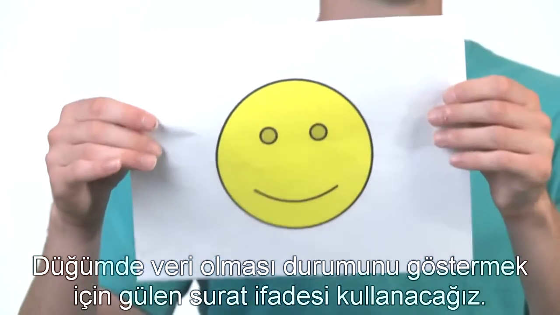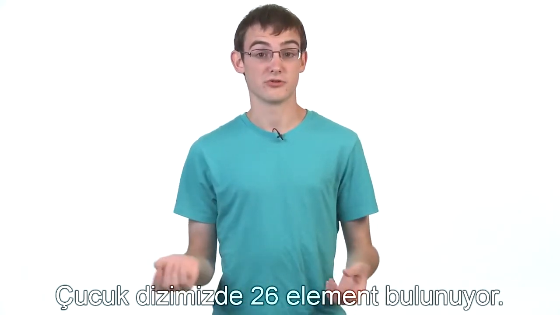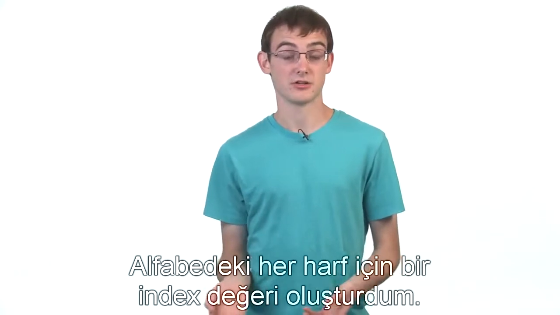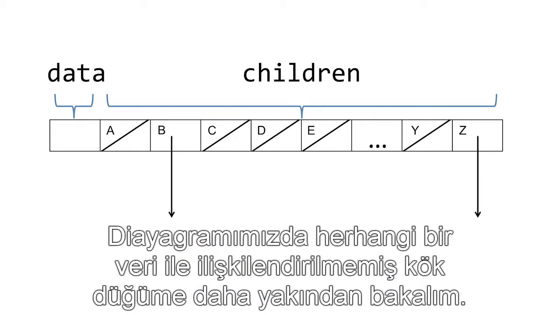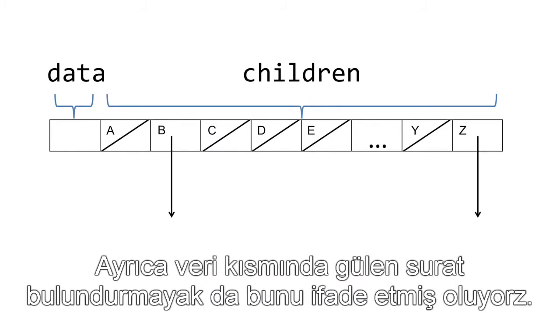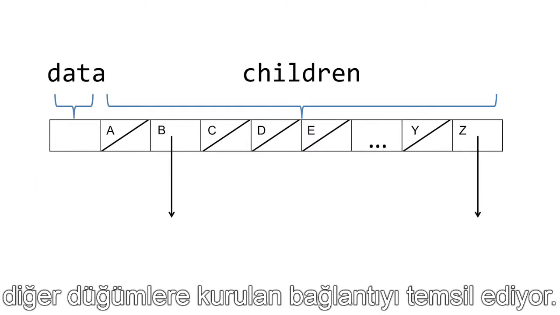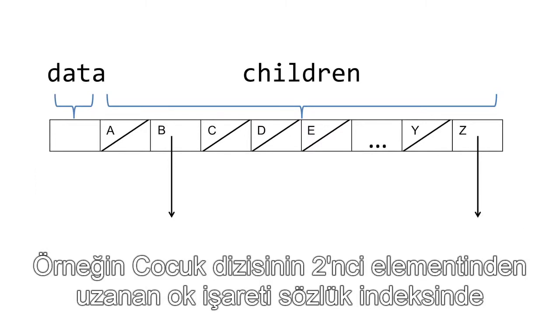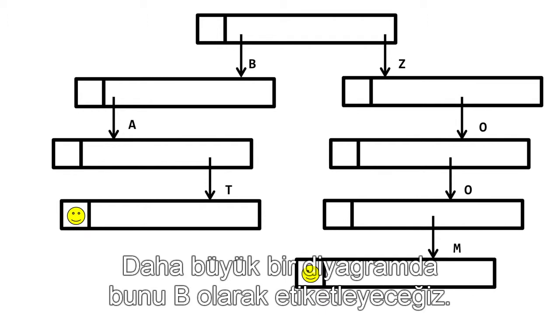We'll use a smiley face to indicate when data is present in a node. There are 26 elements in our children array, one index per alphabetic character. We'll see the significance of this soon. Let's get a closer look at the root node in our diagram, which has no data associated with it, as indicated by the absence of the smiley face in the data portion. The arrows extending from the parts of the children array represent non-null pointers to other nodes. For example, the arrow extending from the second element of children represents the letter B in a dictionary key, and in the larger diagram, we label it with a B.